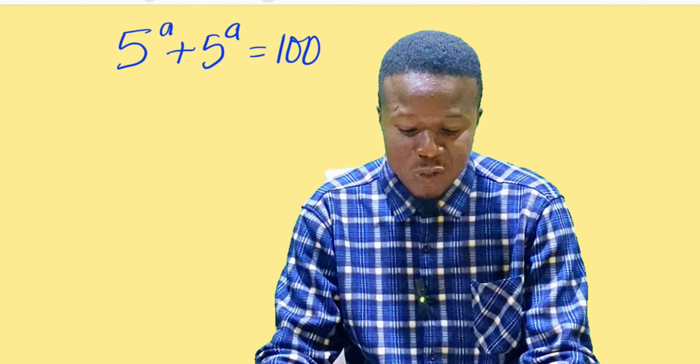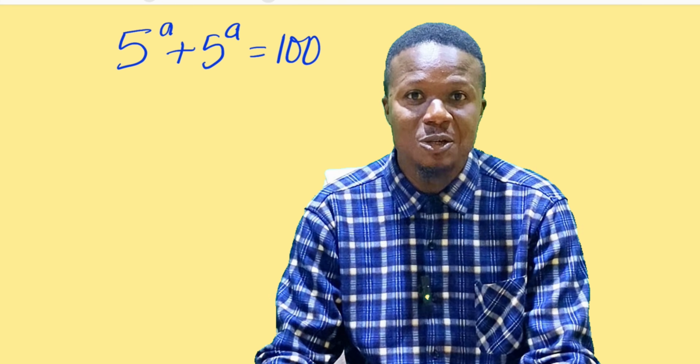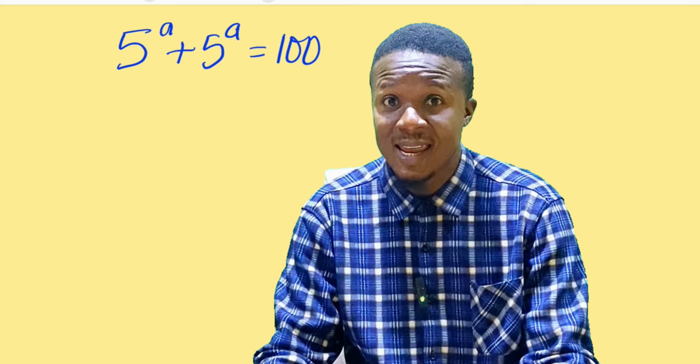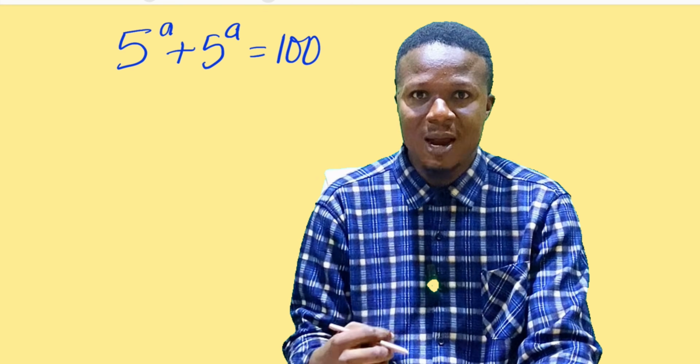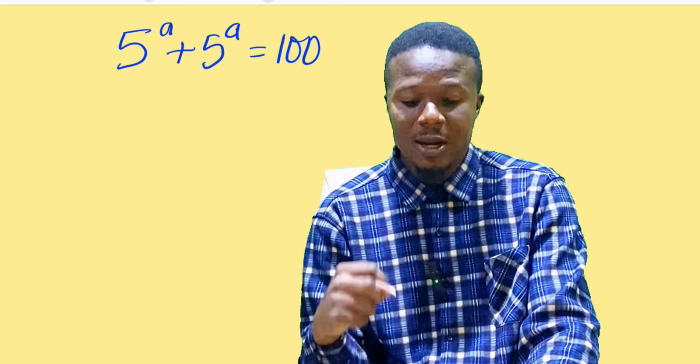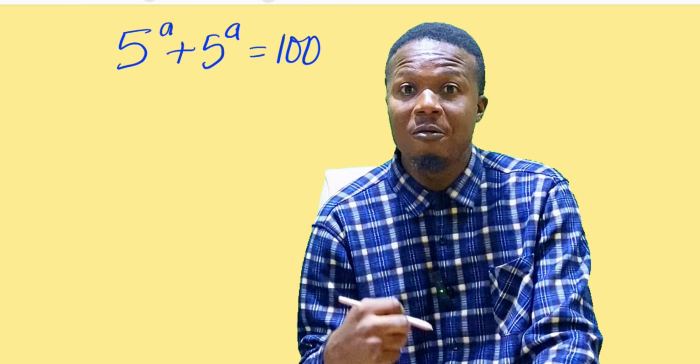In this lesson, we are going to solve this exponential equation before us. It is saying that 5 raised to the power of a plus 5 raised to the power of a, everything is equal to 100. And we want to find the value of a.